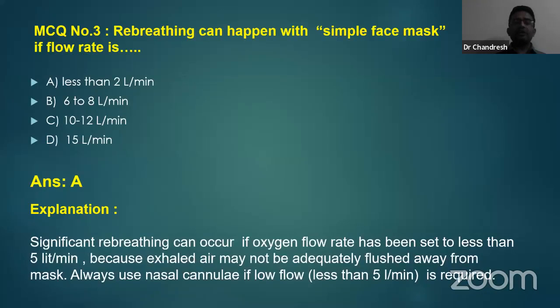If you see the explanation, significant rebreathing can happen if O2 is less than 4 to 5 liters. So always, if you think that your oxygen flow is set on 4 to 5 liters, you think about removing the nasal cannula and put the face mask. But if it is only 2 liters or 1 liter, always try to put the nasal prong.